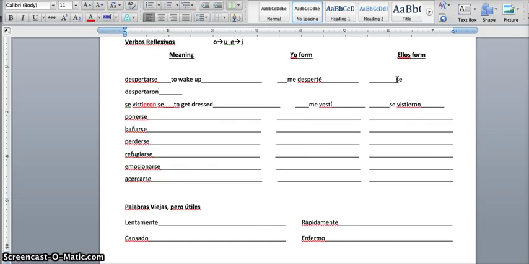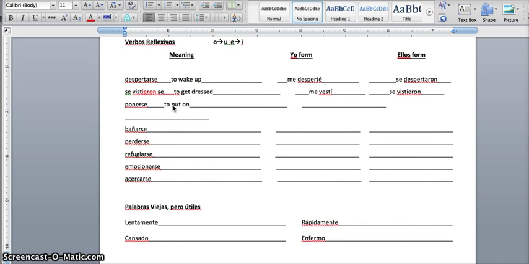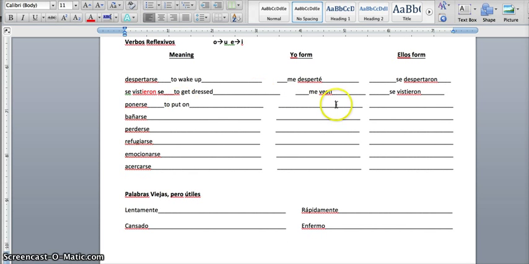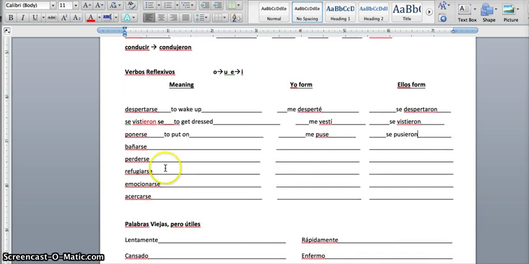Even though it's a stem changer in the present tense, it's not an IR verb, so it can't be a stem changer in the preterite. So I'm going to go through and do the rest of these real quick. Actually, I do want to do ponerse because it's an irregular verb, right? So it's to put on. And I'm going to say in the yo form, me puse, and in the ellos form, se pusieron. Okay? It's again that pus stem that came from it being an irregular verb.